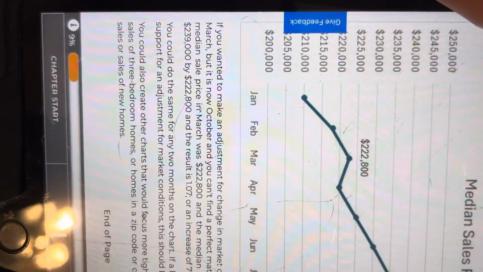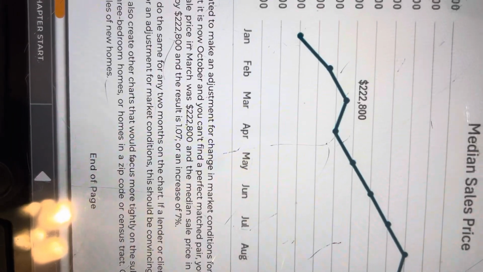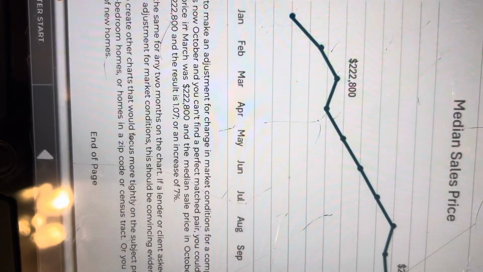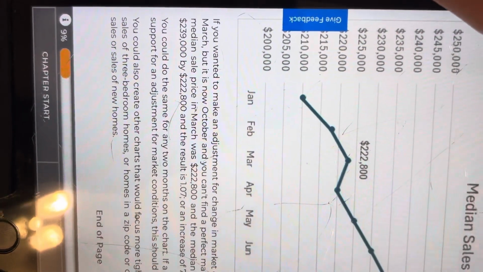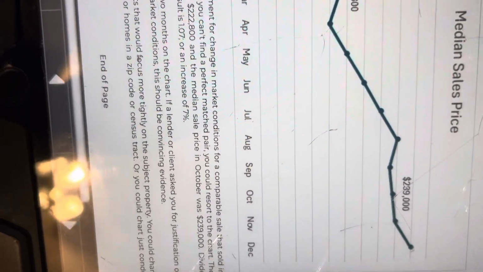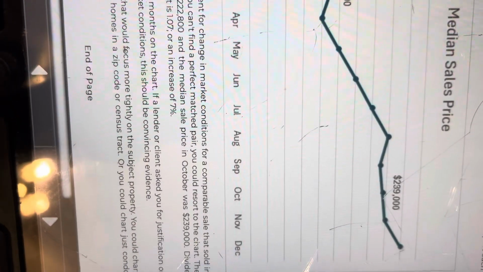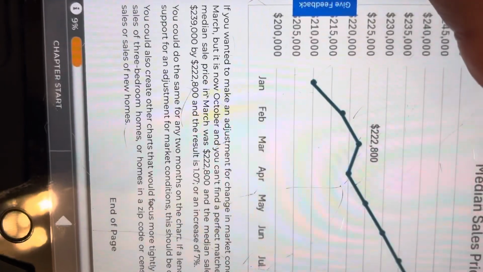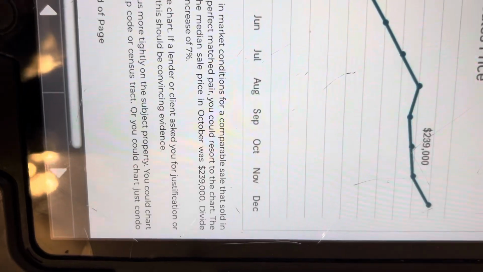Divide 239,000 by 222,800, and the result is 1.07, or an increase of 7%. You could do the same for any two months on the chart. If a lender or client asks you for justification or support for an adjustment for market conditions, this should be convincing evidence. You could also create other charts that would focus more tightly on the subject property.